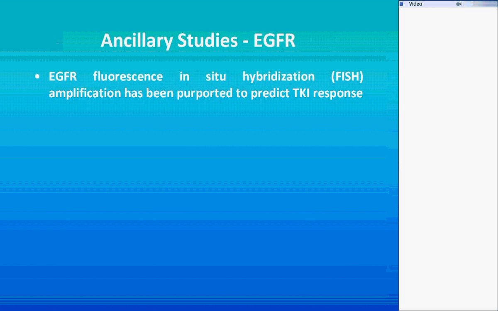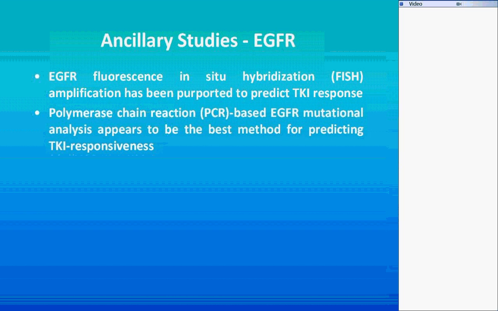In terms of assessing EGFR mutations, there have been a number of modalities that have been proposed for doing so, one of which is fluorescence in situ hybridization. And FISH has been purported to correspond to TKI responsiveness, but some of the data has been conflicting. And what is really felt at this point to be the gold standard is PCR-based mutational analysis.